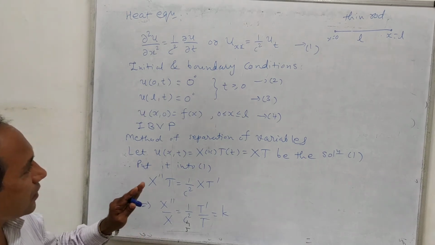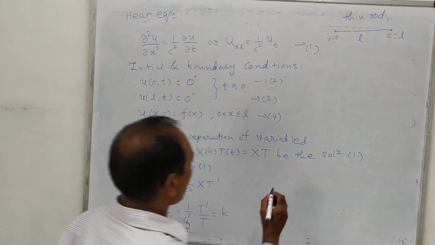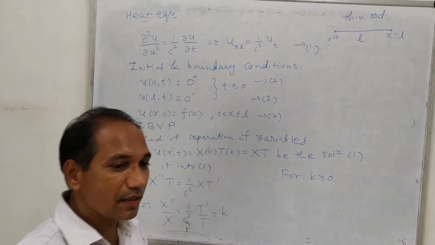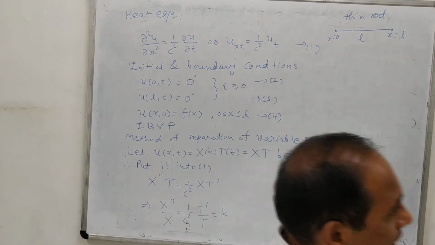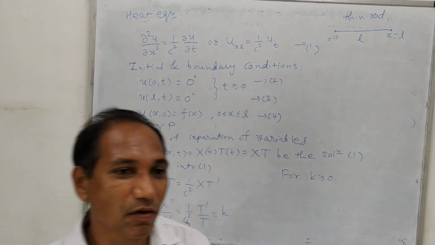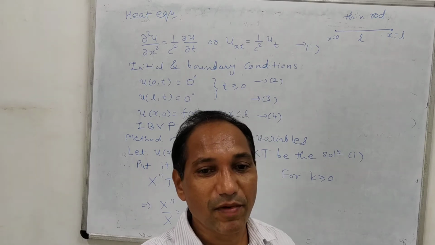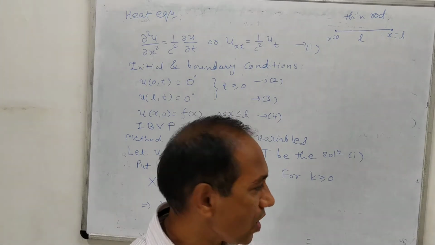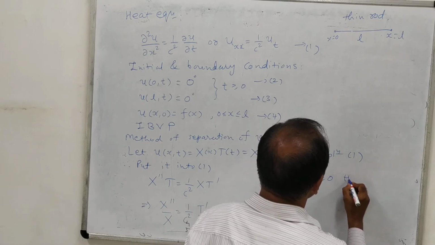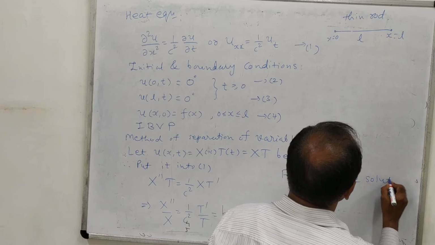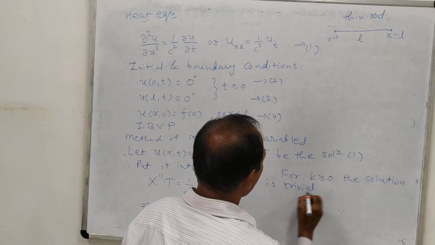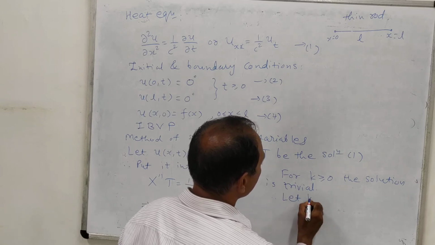So now, as discussed in wave theory, we have separated three cases: k equal to 0, k greater than 0 and k less than 0. There we have seen that for k equal to 0 and k greater than 0, we are getting a trivial solution, and in the trivial solution we are not interested. So here again, for k greater than 0, the solution is trivial. Therefore, we consider k less than 0.